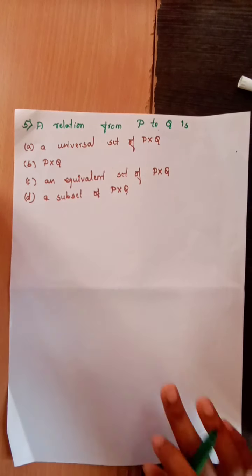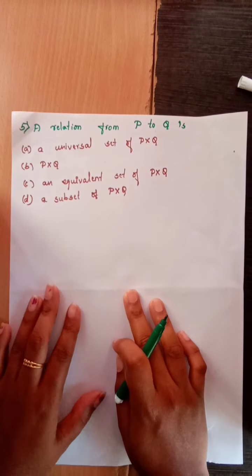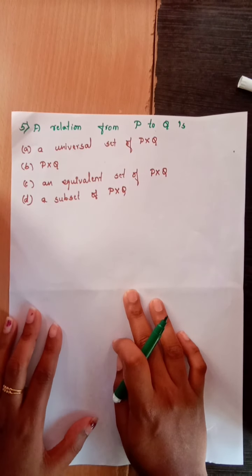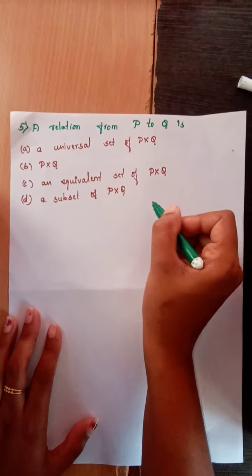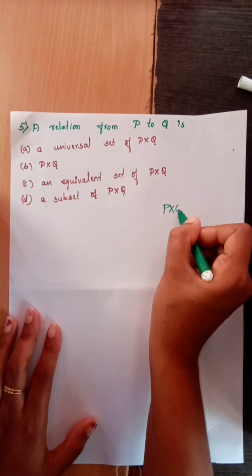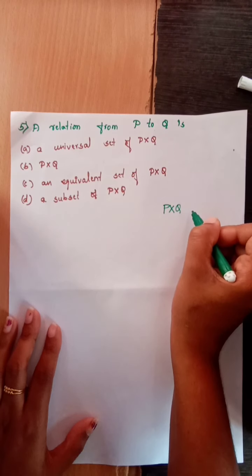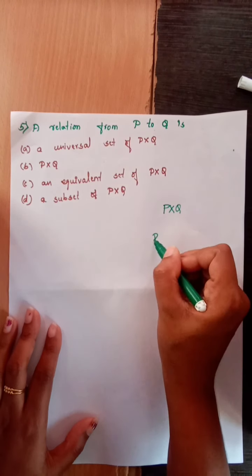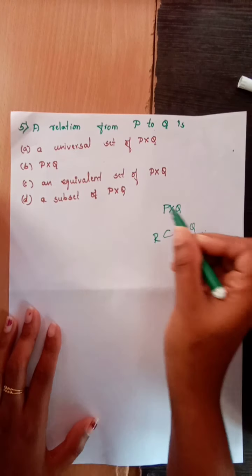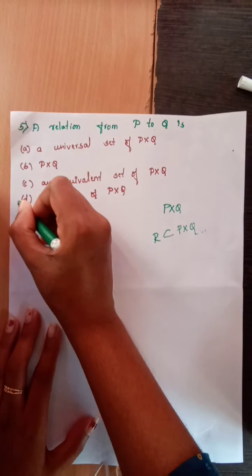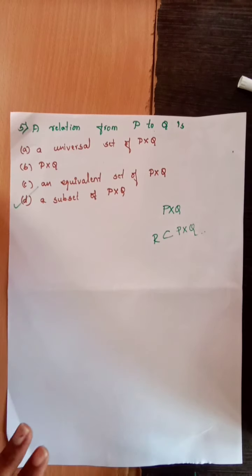So we'll end this session with this question, a simple question. A relation from P to Q is, this is by definition. When we started with the Cartesian product P cross Q, a relation is nothing but a subset of the Cartesian product P cross Q. So what is the correct option? Option D, a subset of P cross Q.